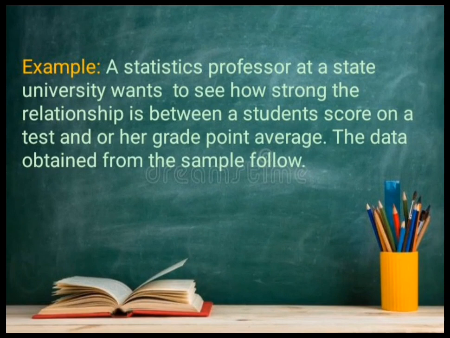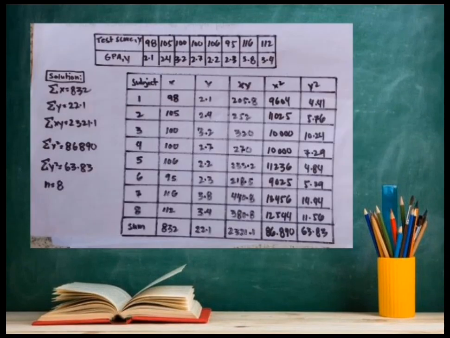Example: a statistics professor at a state university wants to see how strong the relationship is between a student's score on the test and his or her grade point average. The data obtained from the sample follow. T-score X is 98, 105, 100, 100, 106, 95, 116, and 112. Sa GPA naman, Y ay 2.1, 2.4, 3.2, 2.7, 2.2, 2.3, 3.8, and 3.4.